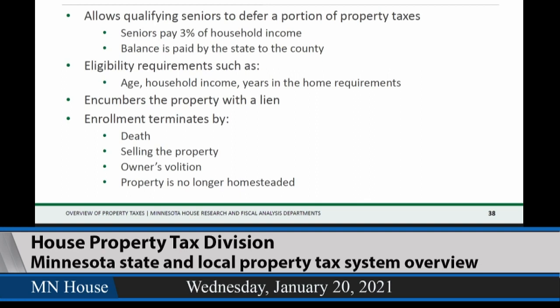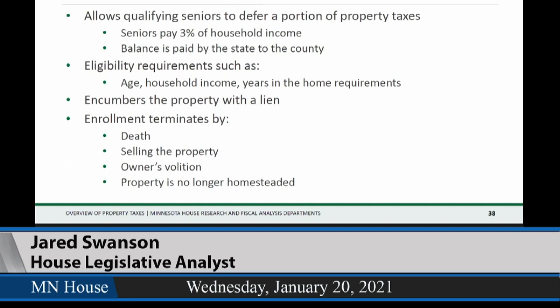Madam Chair, members, Jared Swanson with House Research. There is one more property tax relief program that we want to touch on, and this is not an aid, a credit, or a refund. This is a separate tool that the state uses to provide property tax relief, and this is the Senior Citizens Property Tax Deferral Program. The way this program works is that seniors 65 or older who have a household income of less than $60,000 and have lived in their home for at least 15 years can apply for a deferral of a portion of their annual property taxes.